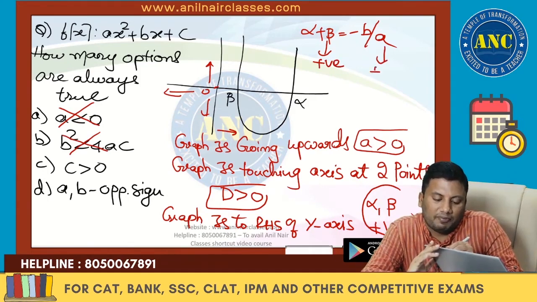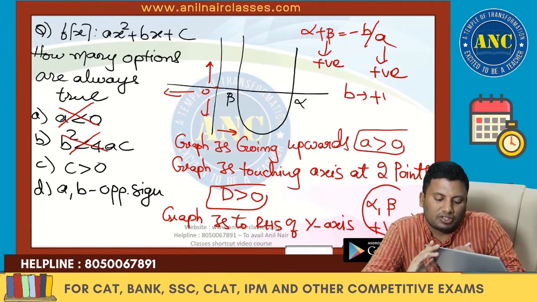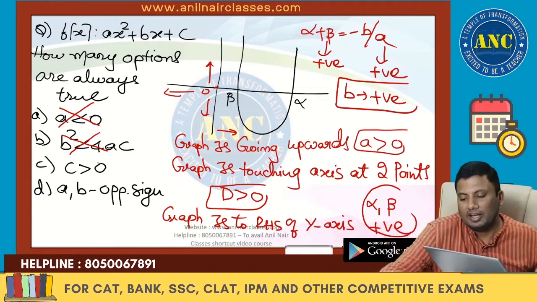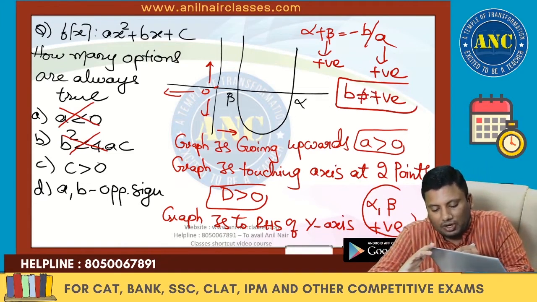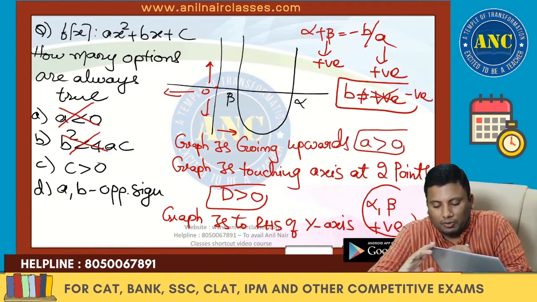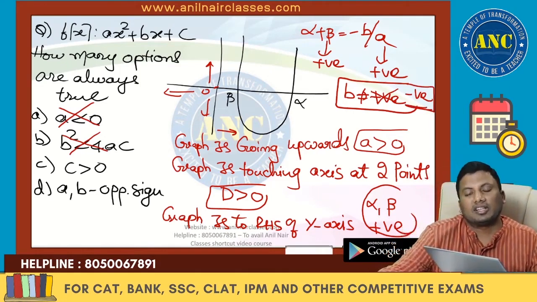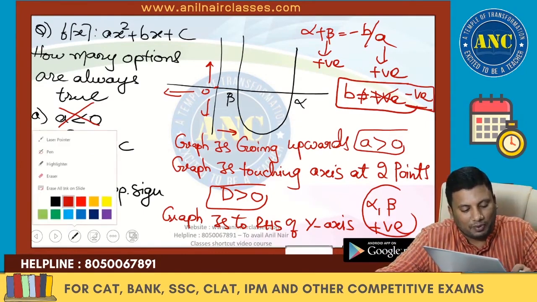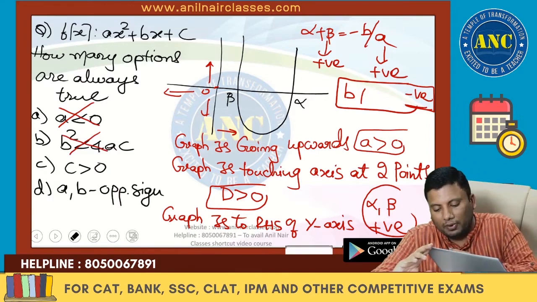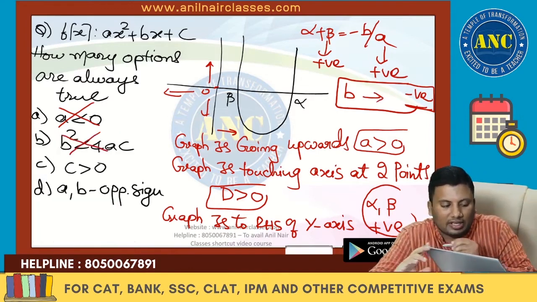The graph is going upward, so a is positive. Obviously b should be positive? Why? Because negative into positive is negative. Oh, sorry sir, b cannot be positive. B has to be negative, because negative into negative is positive.